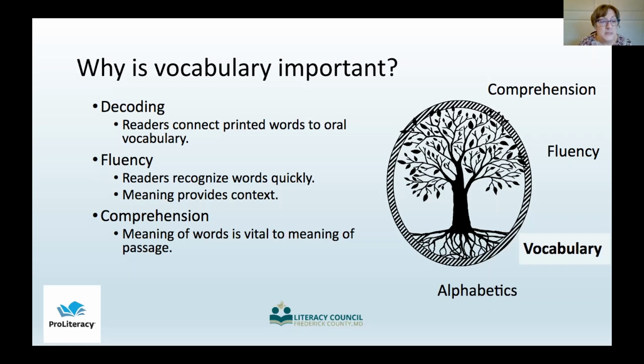Readers also need a large recognizable print vocabulary to be able to read fluently, because it helps them decode words quickly and accurately. And when readers know the meaning of a word, they can use the proper rhythm and emphasis, which are key elements of fluency, and there will be more discussion on fluency in a later session. The third reason why vocabulary is important to readers relates to reading comprehension.